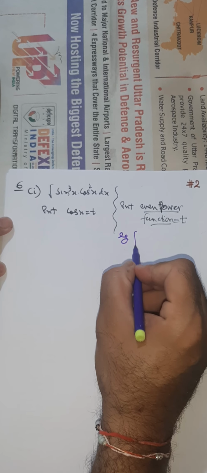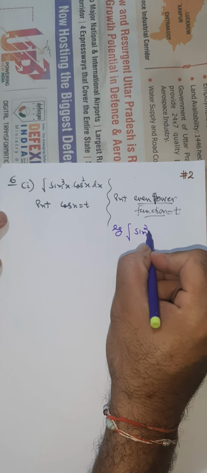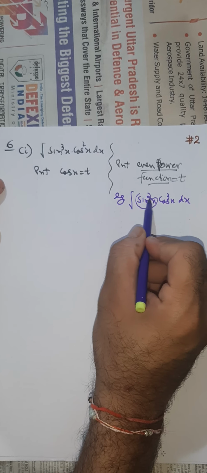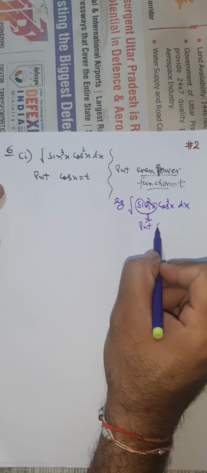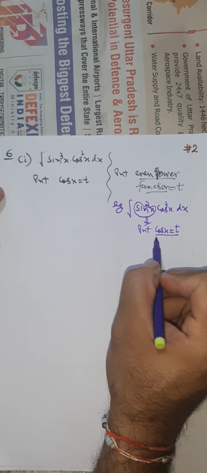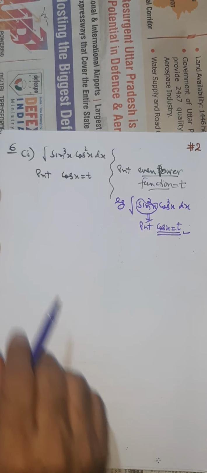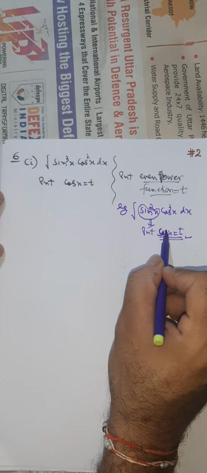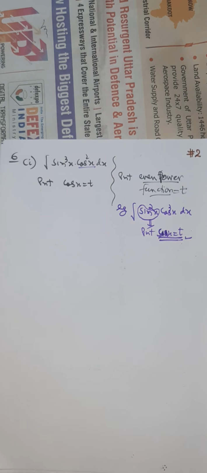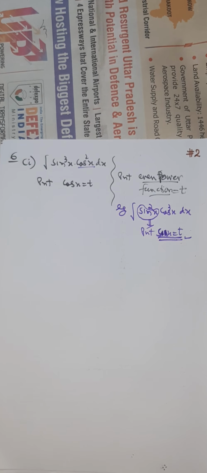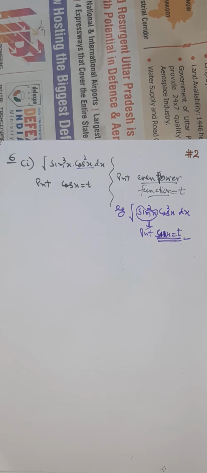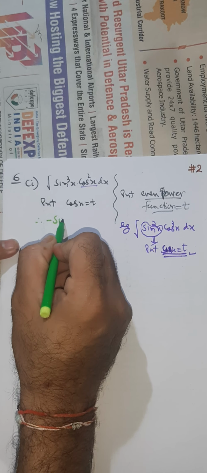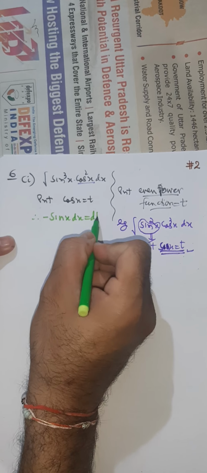For example, if I have this the other way around, sine square cos cube x, now which function has even power? Sine. So in that case, you should put sin x equals t, because sin x has even power. Here cosine has even power. Okay, so let me now differentiate this. If I differentiate, what's the derivative of cos? Minus sin x dx equals dt.